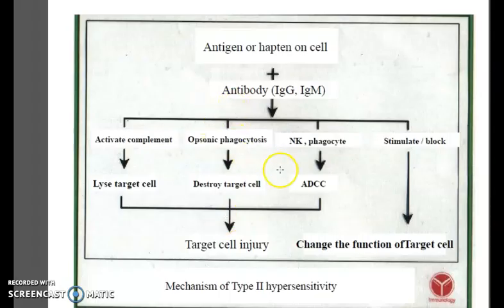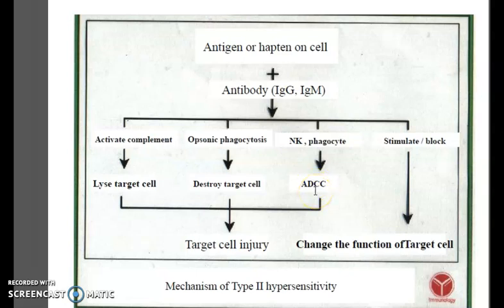This flowchart shows the overall mechanism of type 2 hypersensitivity. In this you can see that the antigenic determinants on the surface of cells, in combination with the IgG or IgM antibody, result in cytotoxic or cytolytic effects. It can activate complement and phagocytosis, which will eventually lead to the lysis or destruction of the target cells. And it can also lead to antibody-dependent cellular cytotoxicity or ADCC.